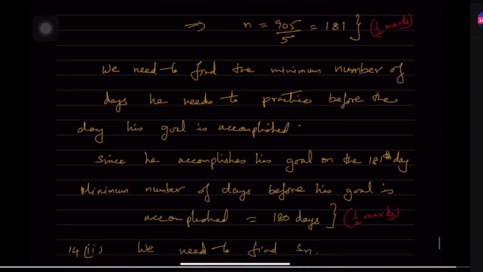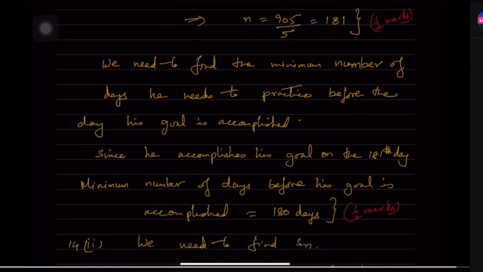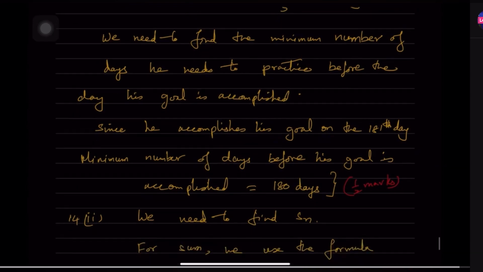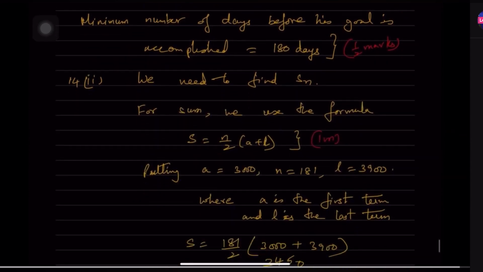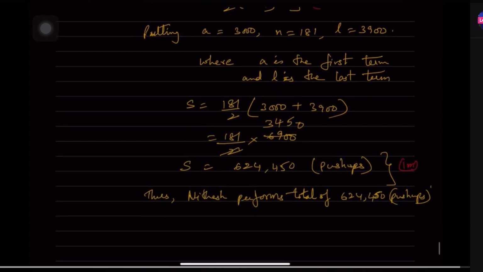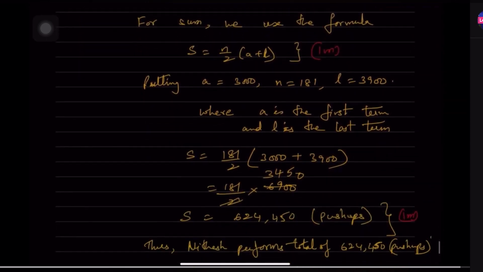So now we need to find the minimum number of days he needs to practice before the day his goal is accomplished. So 1 day before the minimum number of days he needs to practice. So the day before his goal is accomplished, it is nothing but 180 days. Since he accomplished his goal on the 181st day, minimum days before his goal is accomplished is 180 days. Now we need to find out Sn, that is, we need to find out the number of total push-ups he has done.